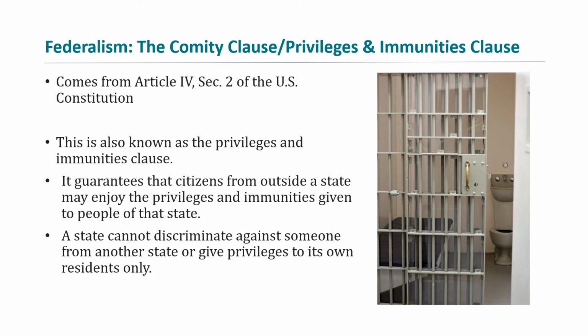The Comity Clause is also known as the Privileges and Immunities Clause. It comes from Article 4, Section 2. It guarantees that citizens from outside a state may enjoy the privileges and immunities given to people of that state. So the state cannot discriminate against someone from another state or give privileges to its own residents only. One example of how this works is that someone who lives in Pennsylvania must pay the same car registration fee regardless of whether his or her family recently moved there or has been there for generations. The Comity Clause also regulates criminal justice among the states by requiring states to return fugitives to the states from which they have fled.